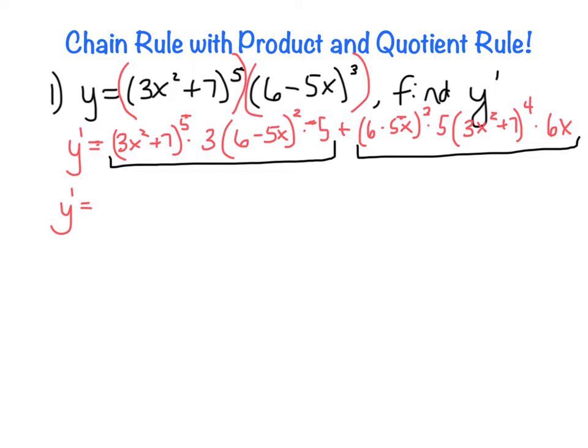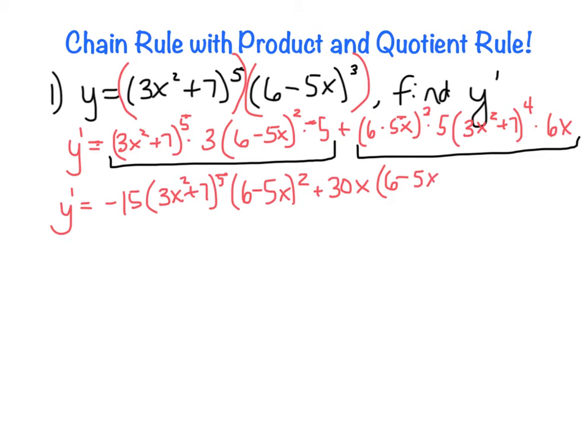So I can multiply the 3 and the negative 5 and make that negative 15. And then I have this first quantity, 3x squared plus 7 to the fifth, and I have 6 minus 5x squared. Okay, now on the other side of the plus sign, my terms that I could multiply would be the 6 and the 5x, or I'm sorry, 5 and 6x, making 30x. And then again, I have 6 minus 5x, this time to the third, and 3x squared plus 7 to the fourth.